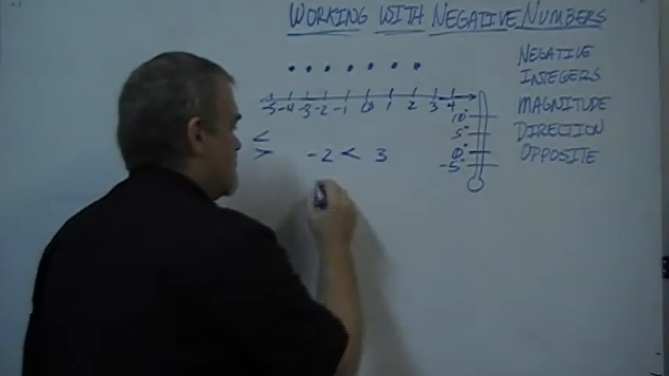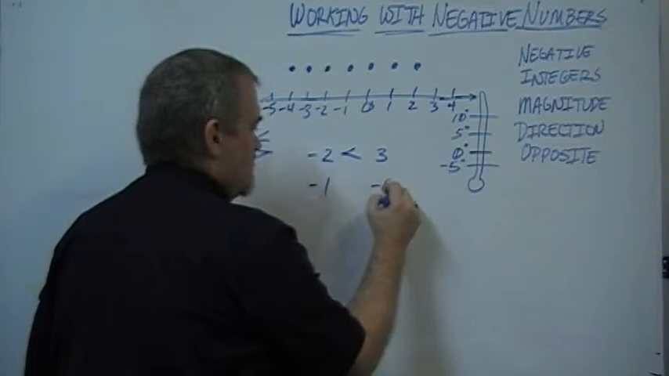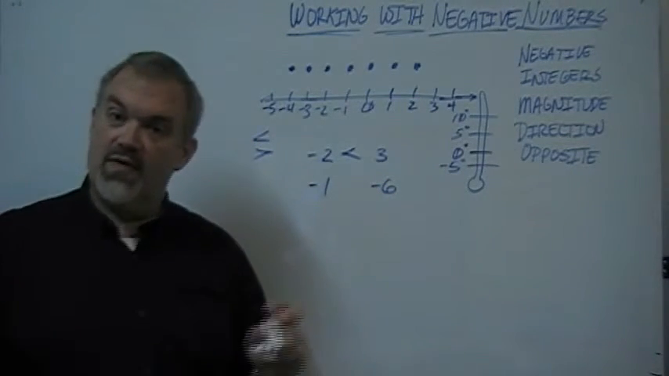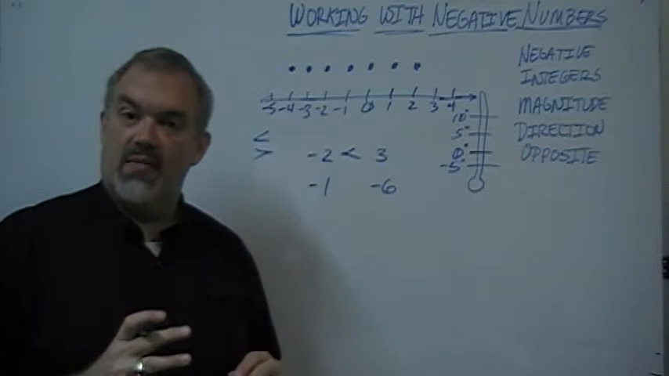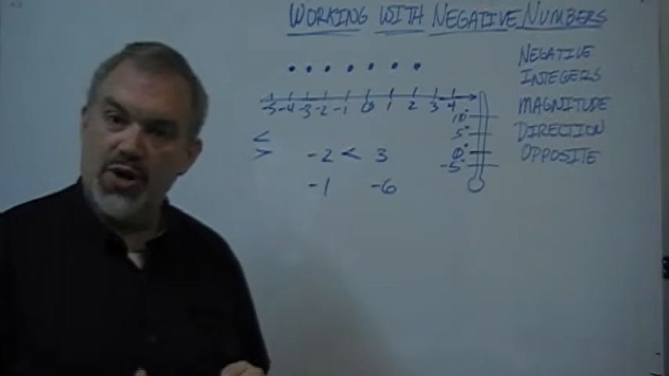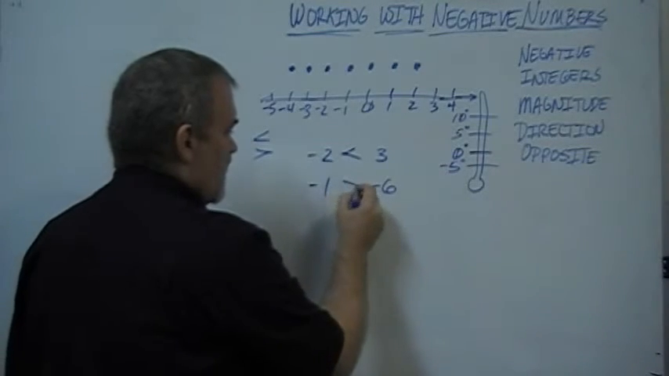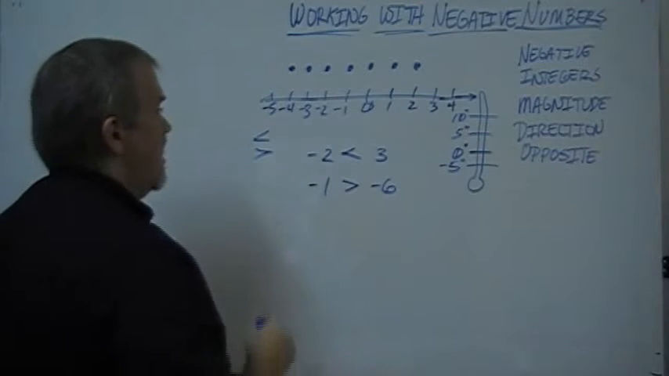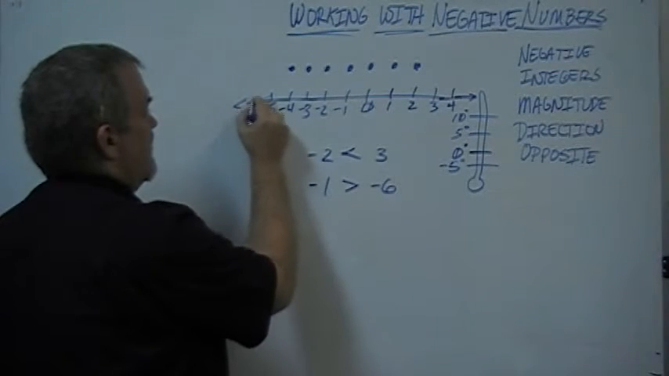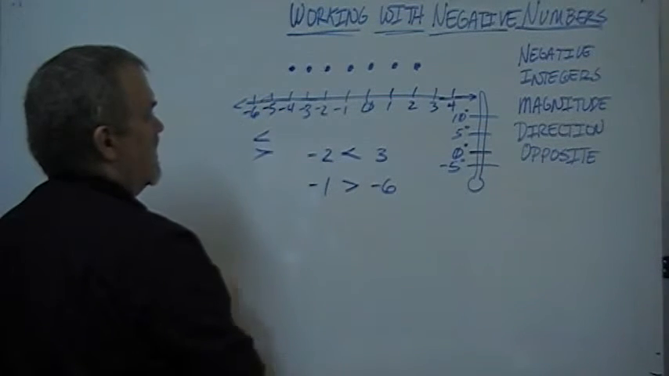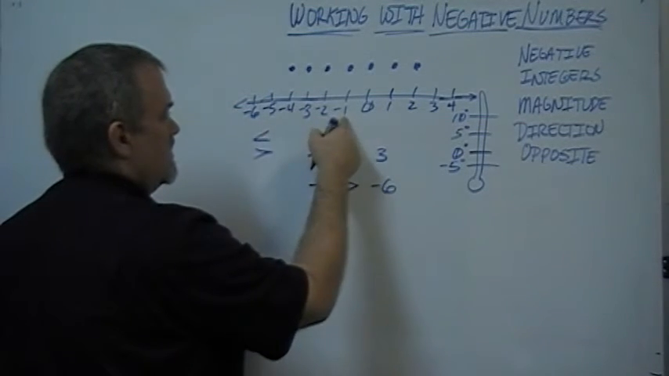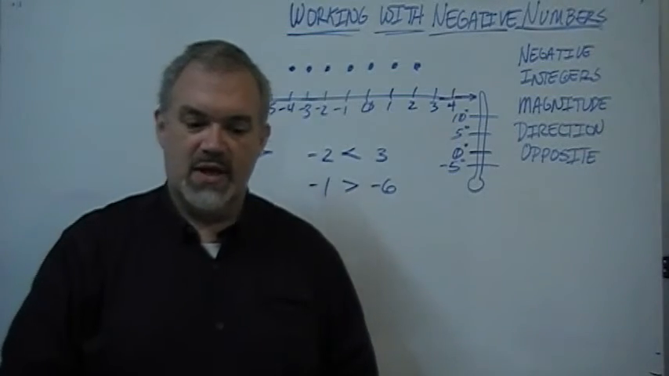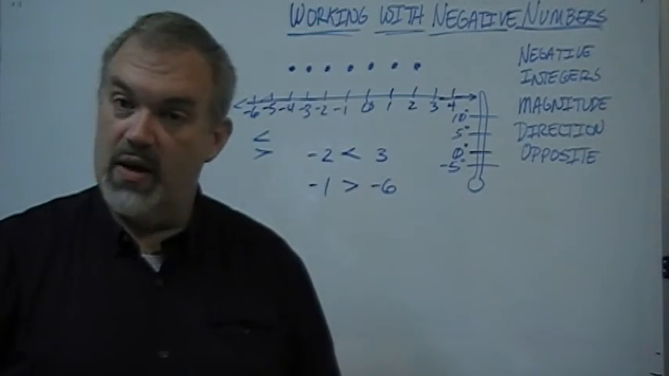What if we had this, -1, -6? Now, you know that this has a greater magnitude, meaning it's further from 0, but they're both negative numbers. So which one is larger than the other one? Well, -1 is greater than -6. And if you think about it on a number line, that may help you to understand. Where would -6 be? -6 would be over here. -1 would be here. So this number is greater than that number. -1 is greater than -6. And that is working with negative numbers.